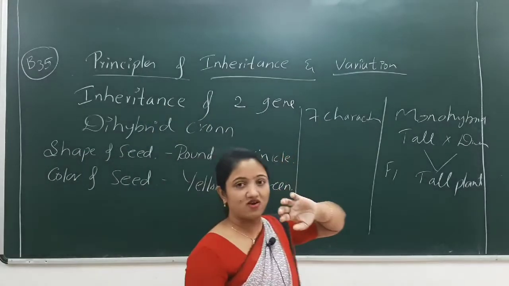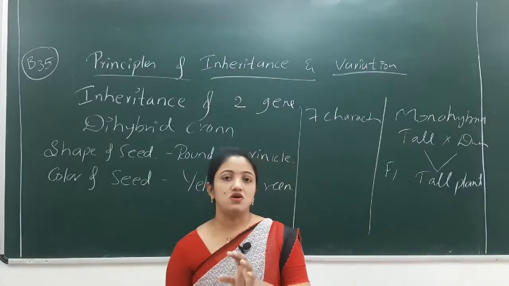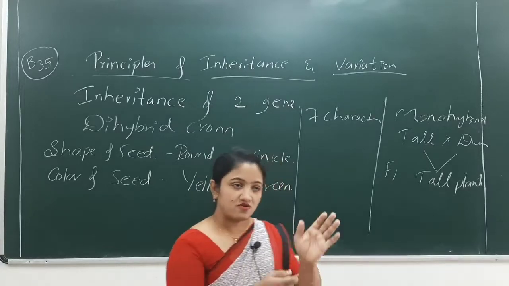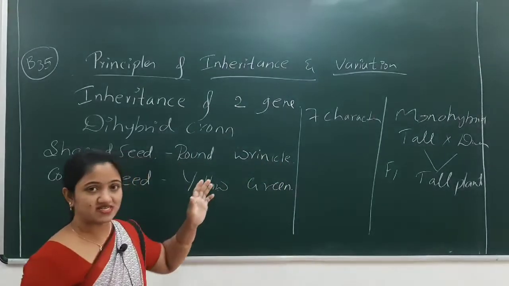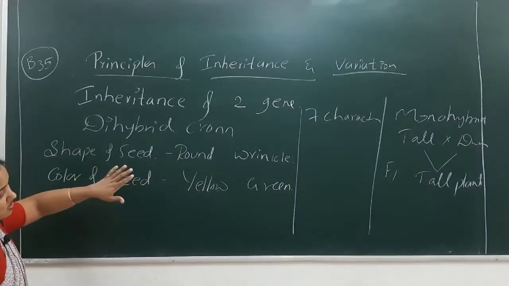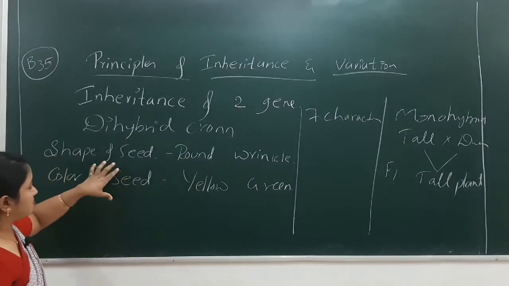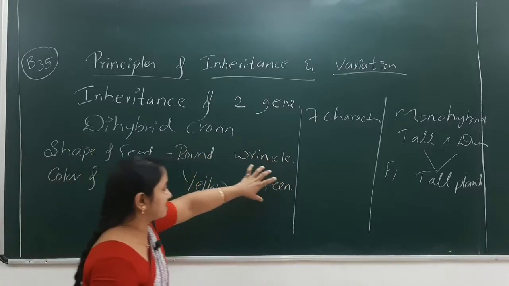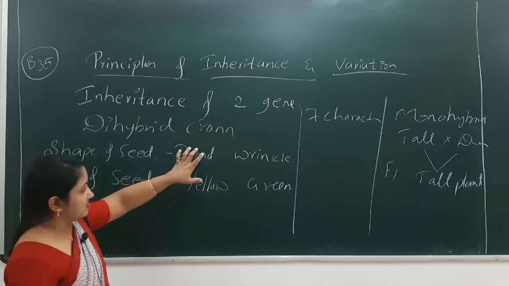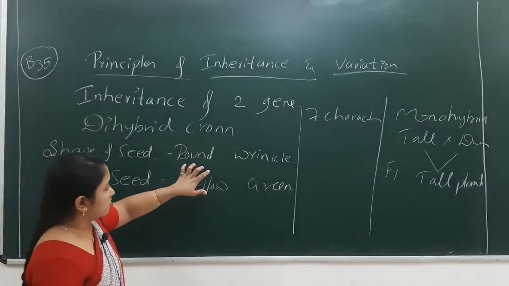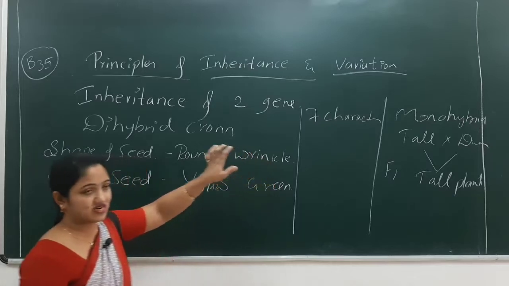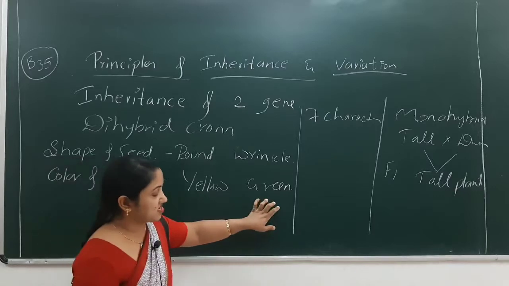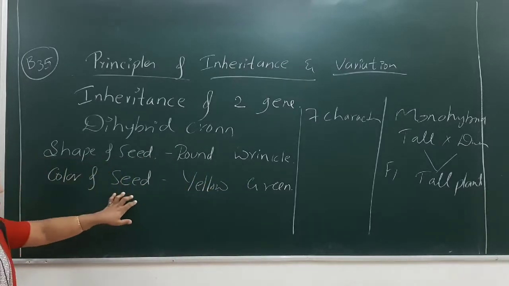At the same time, we are also studying the law of independent assortment. When we start crossing these 2 plants, I'll tell you that law also. Let me write this in a proper manner. Just remember, this is one contrasting character, and this is another contrasting character. Round is the dominant trait, wrinkled is the recessive trait of the shape of the seed. Yellow is the dominant trait and green is the recessive trait of the color of the seed.